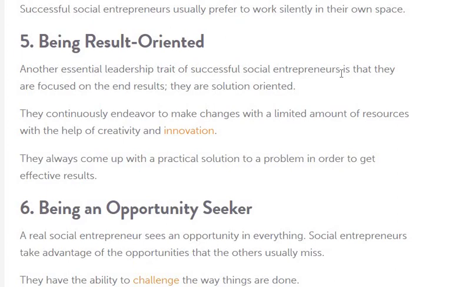And what does it mean? It means you are not a good social entrepreneur.